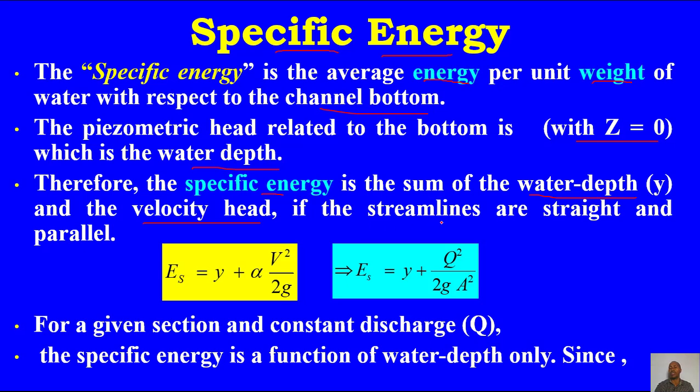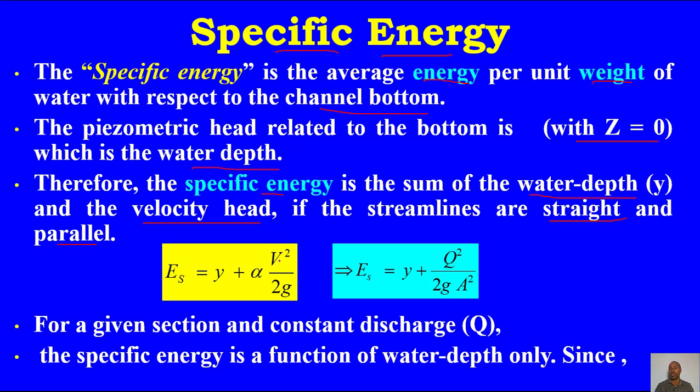If the streamlines are straight and parallel, then you use this equation: specific energy is the sum of water depth and the velocity head. So this is the specific energy: water depth, energy correction factor alpha, v square over 2g. Then you can convert it into discharge.